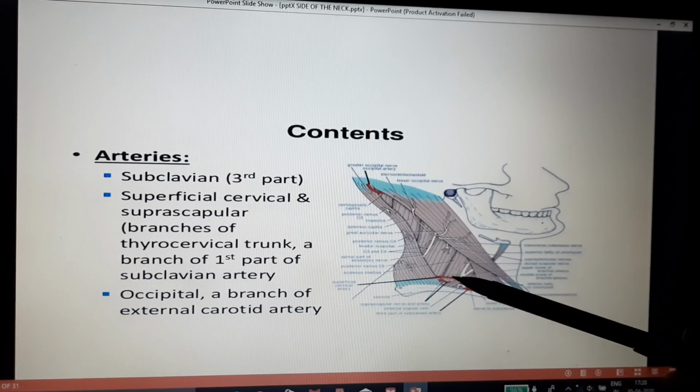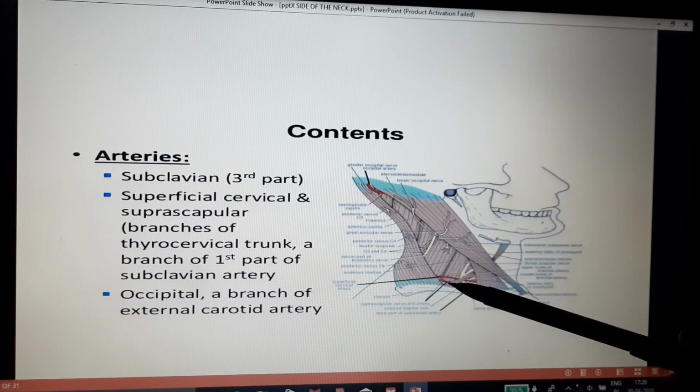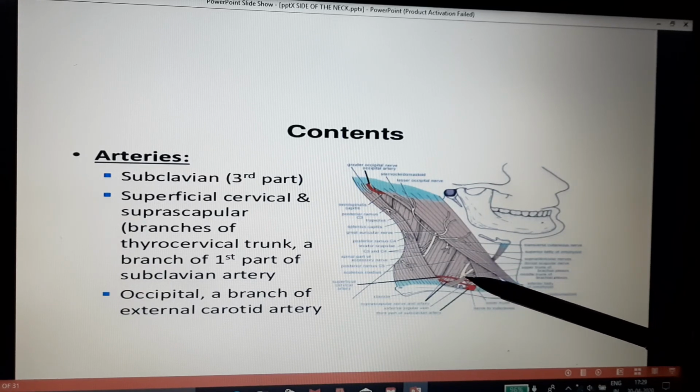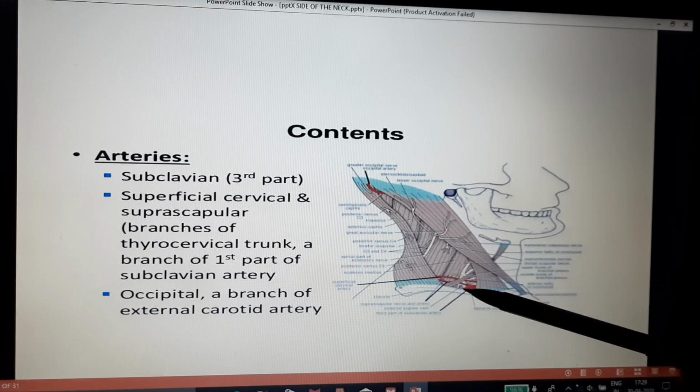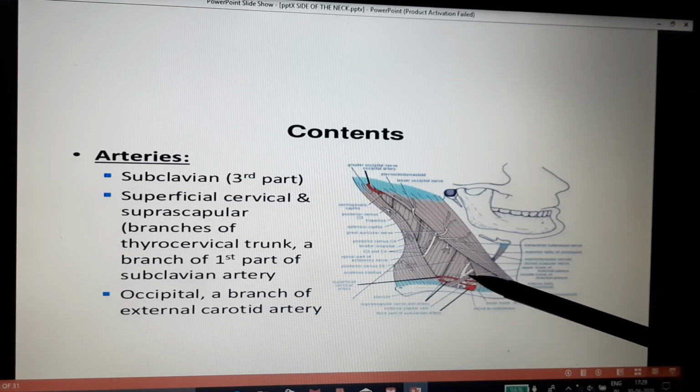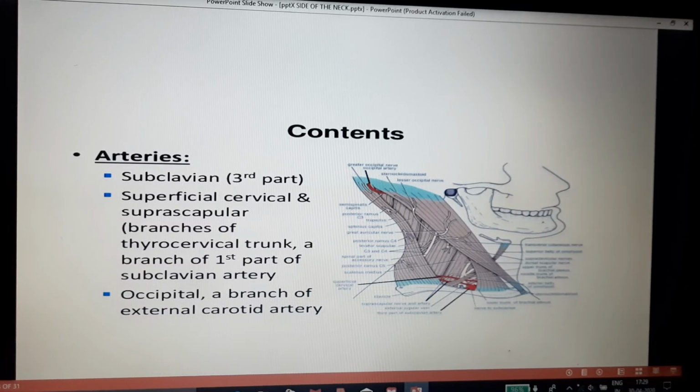We can also see two arteries here. The upper one is the transverse cervical artery and the lower one is the suprascapular artery. The suprascapular artery lies behind the clavicle and the transverse cervical artery lies just above the clavicle. These two arteries cross the brachial plexus transversely. These two arteries are branches of the thyrocervical trunk, which is a branch of the first part of the subclavian artery. All these structures are crossed by the inferior belly of omohyoid muscle.